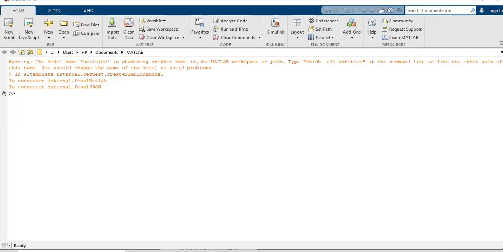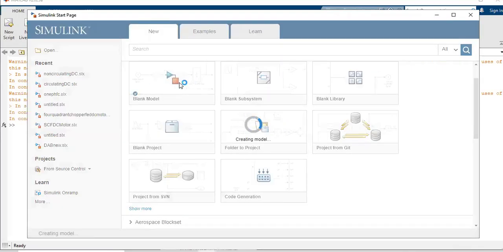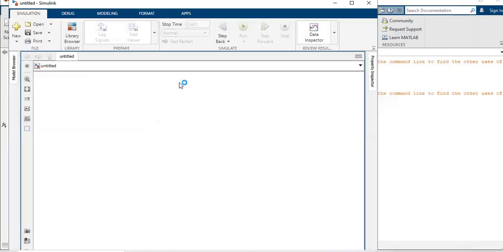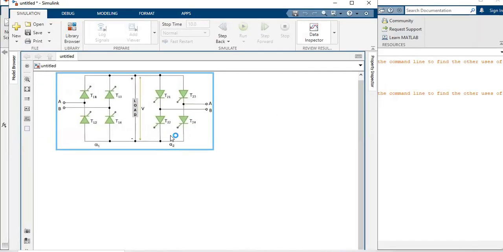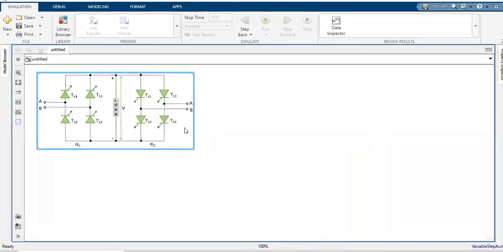Hello everyone. In this video, we are going to see the MATLAB simulation of dual converter in non-circulating current mode. Open MATLAB and open Simulink. Create a blank model. We are going to construct the dual converter, non-circulating current mode dual converter, whose circuit will be like this.